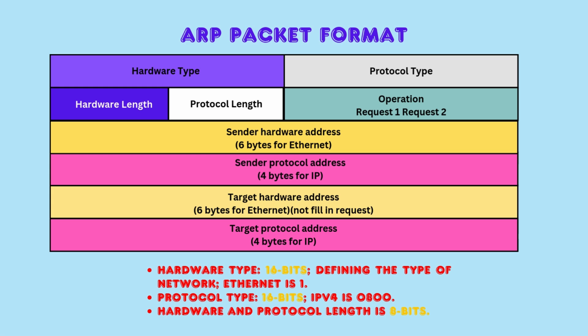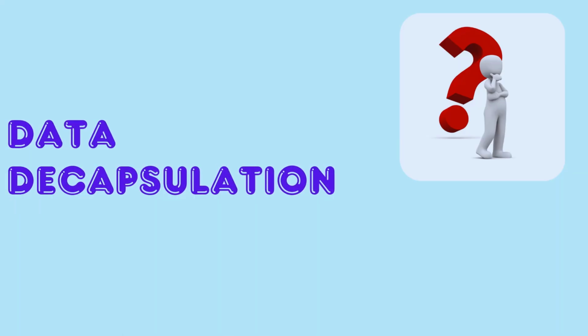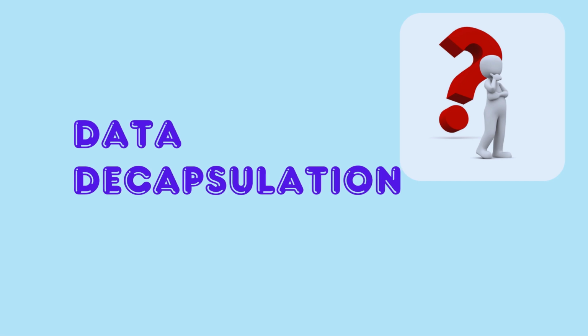The Address Resolution Protocol, or ARP, is crucial for mapping IP addresses to MAC addresses on a local network. When R7 receives the ARP response, it confirms the destination MAC address associated with the requested IP. With this information, R7 can now forward the data to the client through R8. This process ensures that the data reaches the intended recipient accurately, leveraging the correct MAC address to facilitate smooth communication over the network.